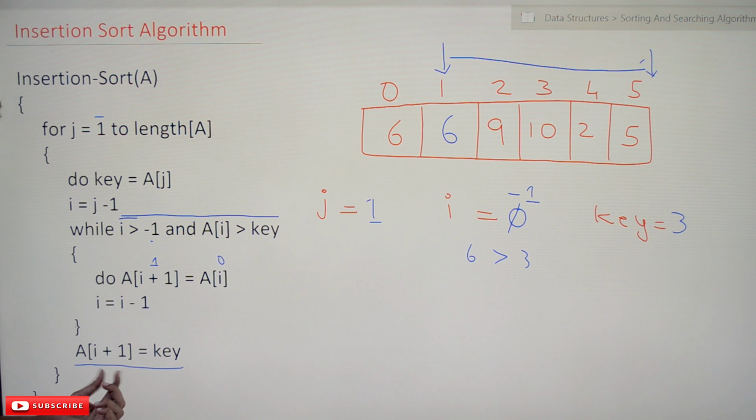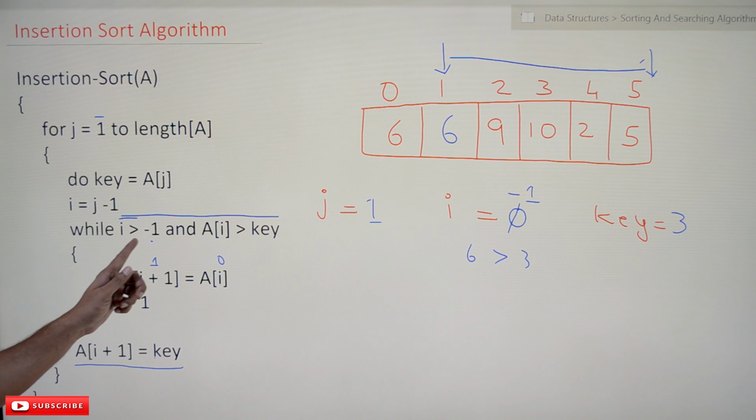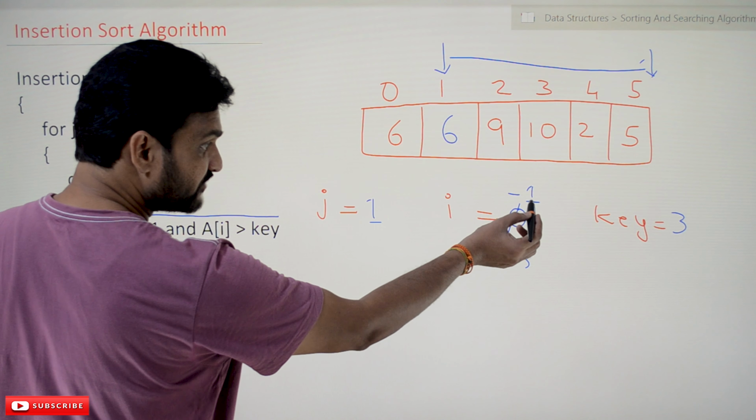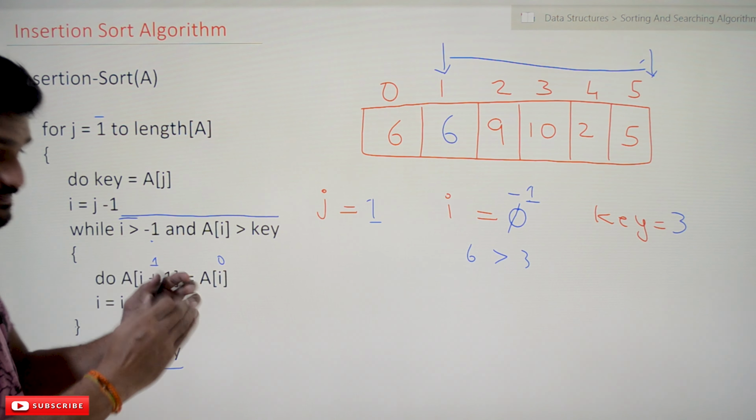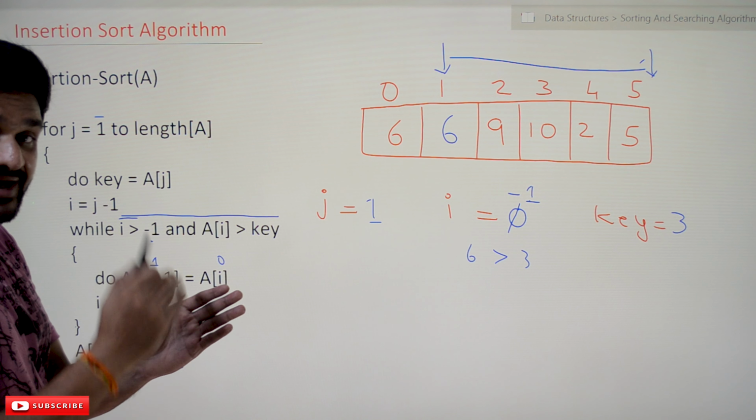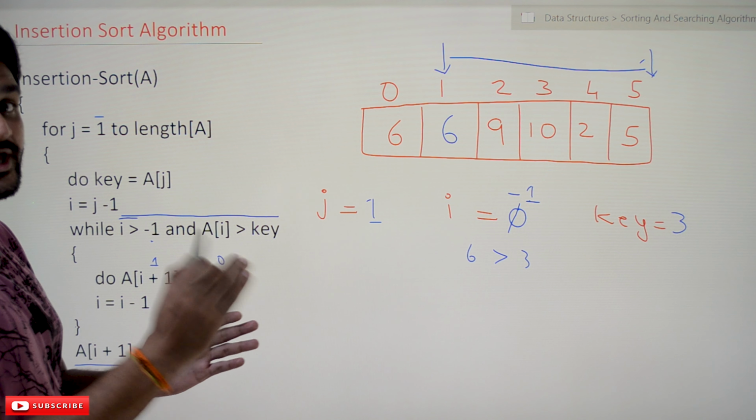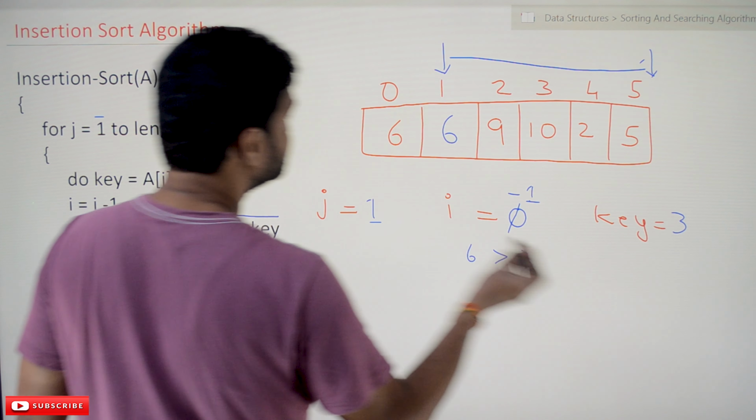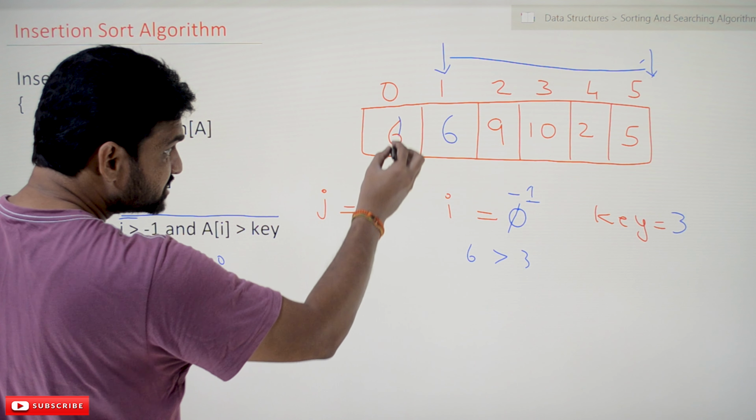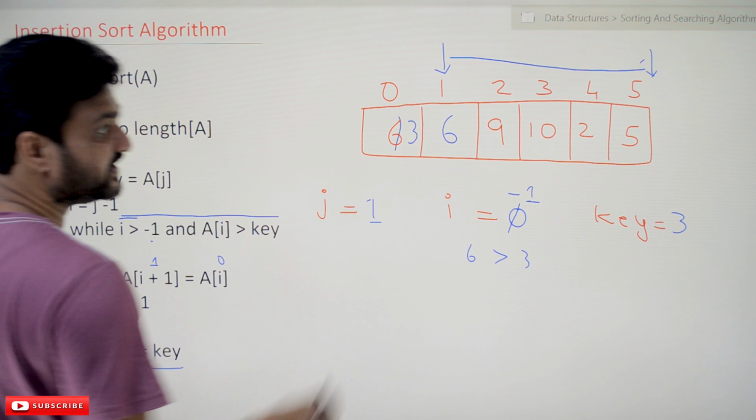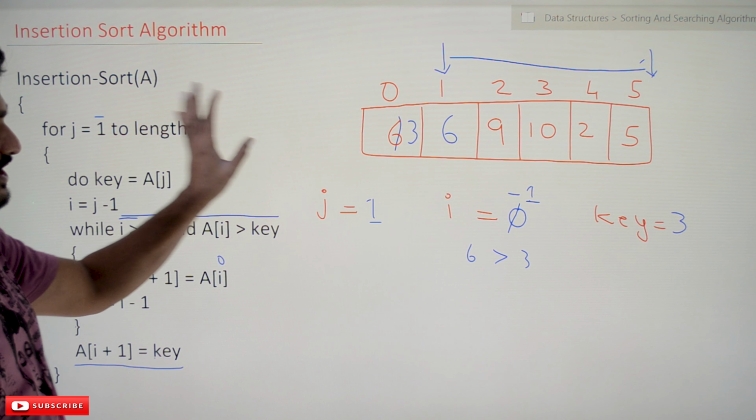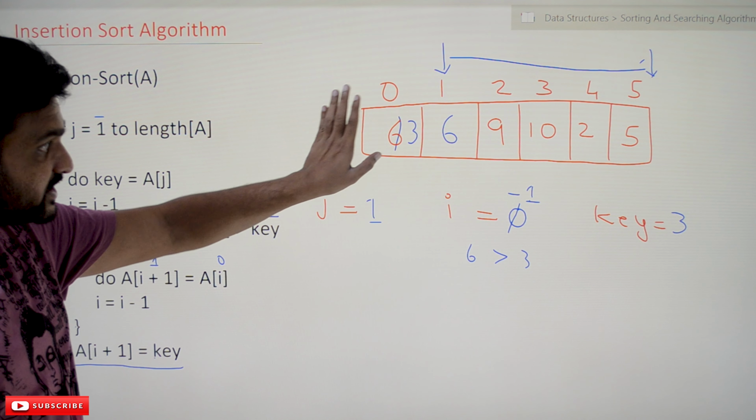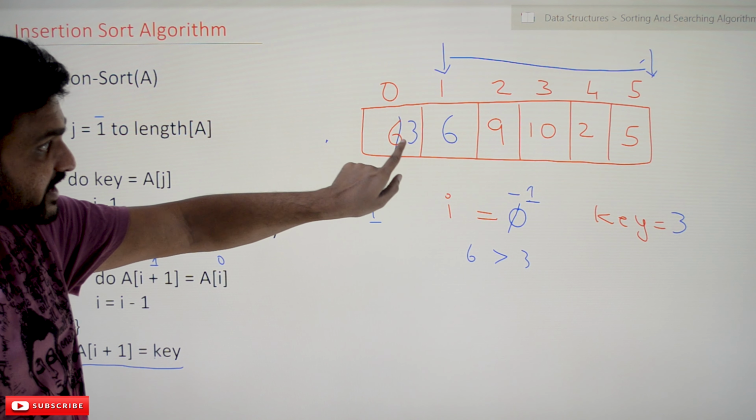What this line states: A of I plus 1 is equal to key. What is the value of I? The value of I is minus 1. So A of I plus 1, minus 1 plus 1, is 0. A of 0 is key. What is the value stored in key? It is 3. So now in this position we are going to place 3. So now we have overwritten it: in the place of 6 we have placed 3.